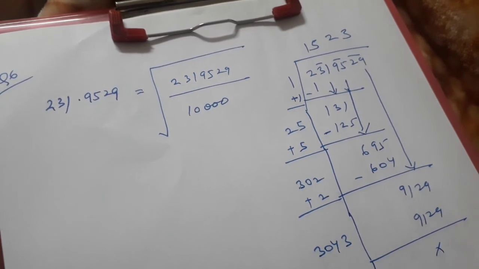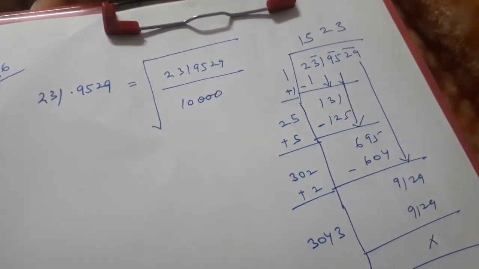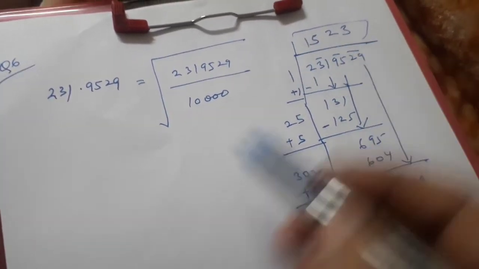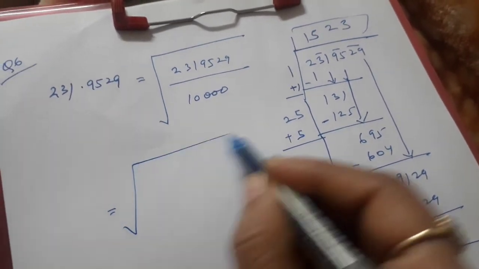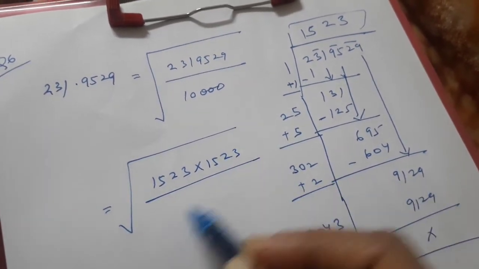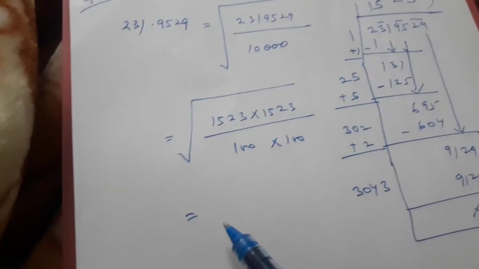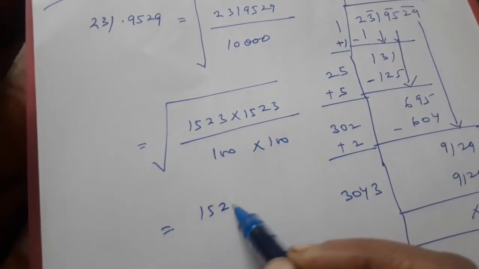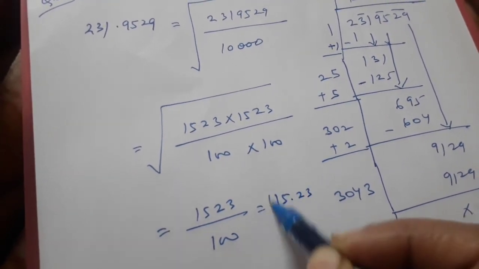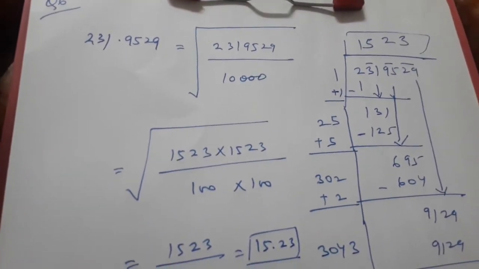So the square root of 2319529 is 1523. So it can be written as 1523 into 1523 by 100 into 100. So it will come out as 1523 by 100, which will be equal to 15.23. That is our answer. So have a full glance of question number 6.